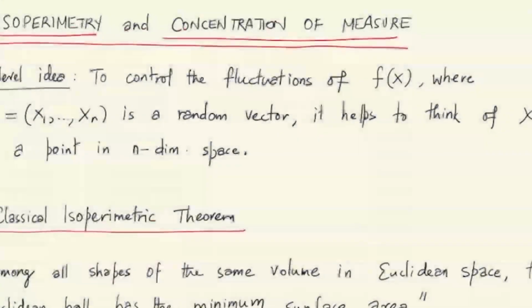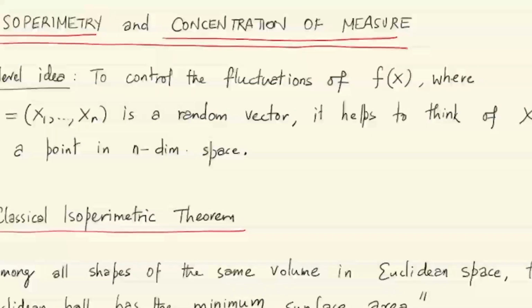Hi all. Today we would like to investigate a connection between concentration of measure or probability and what is called isoperimetry, which is a very classical subject in geometry. So this gives us a new geometric viewpoint on how to understand and approach concentration of measure results. And in fact, we will find out that results in isoperimetry actually imply concentration of measure results.